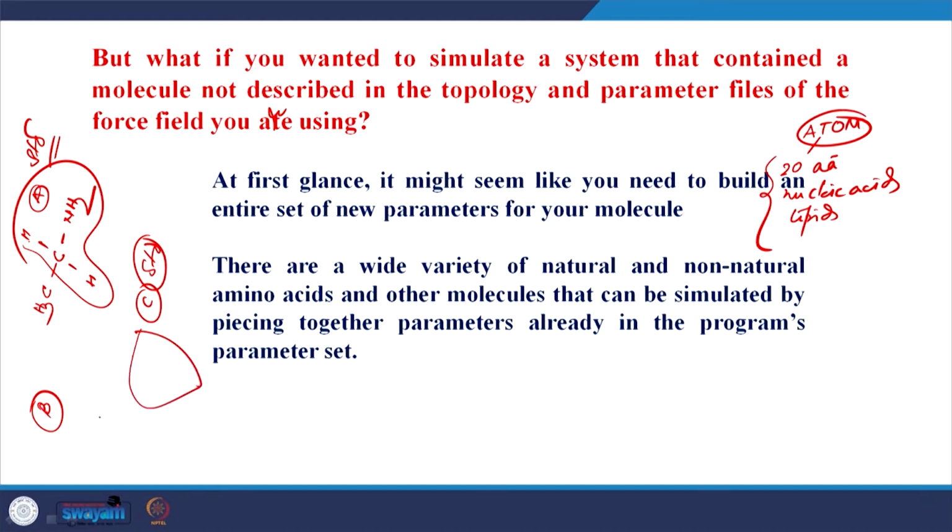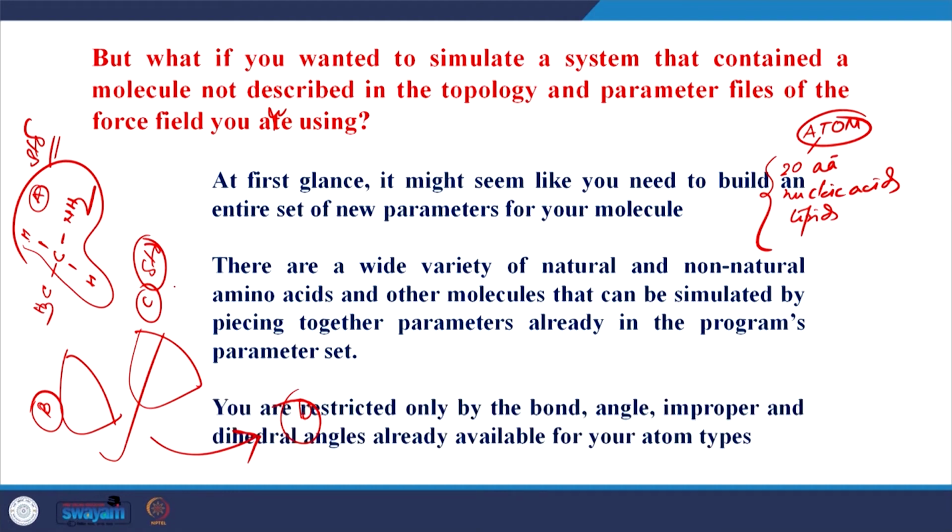By having parts from these, you get a molecule D whose parameter was not there. This is also helping you. So, you are restricted only by the bond angle, improper and dihedral angles already available, not by rigid conformers of how they formed.